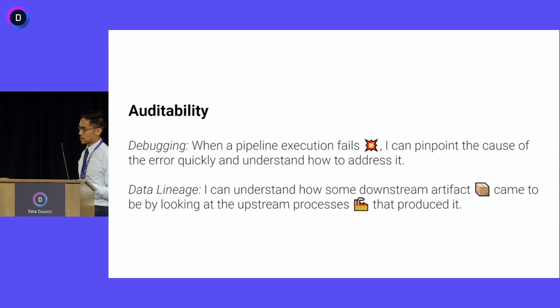Now, the last two properties I'll talk about is I want to be able to, when a pipeline fails, pinpoint the cause of the error and understand how to address it. And finally, in a related way, I can understand how some downstream artifact came to be by looking at the upstream processes that produced it.